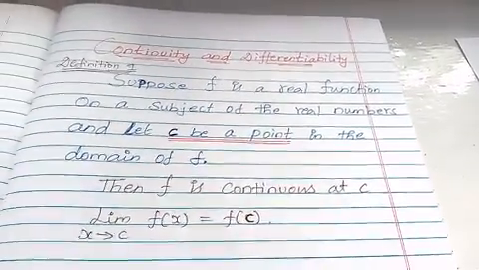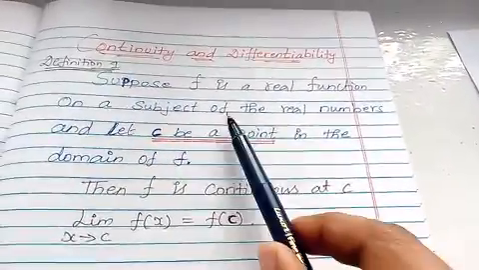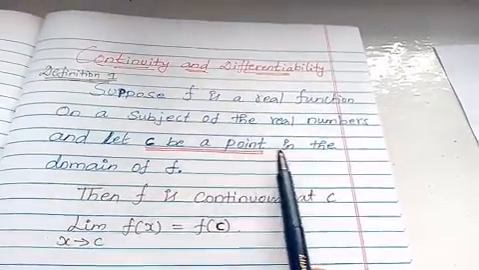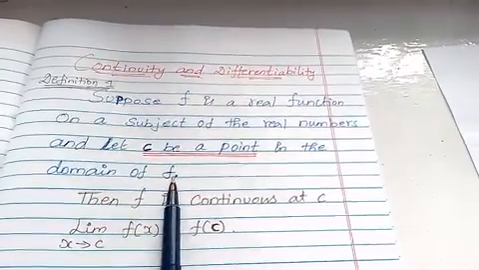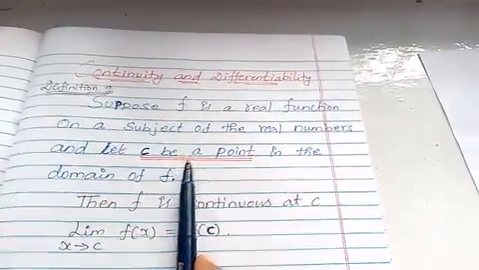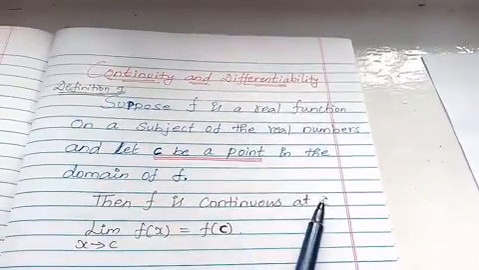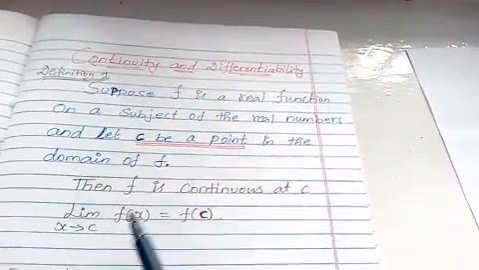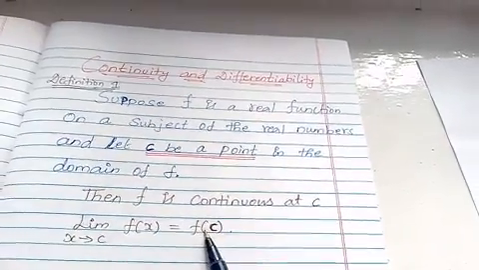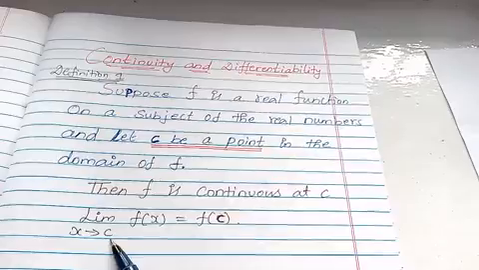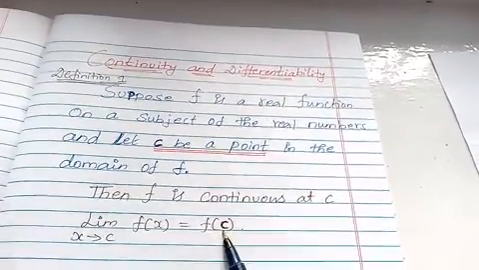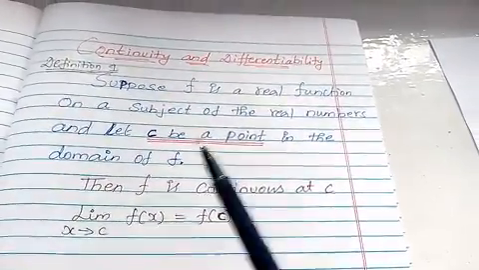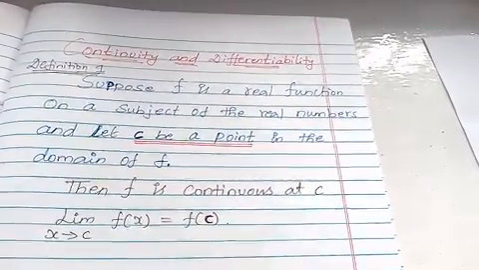Suppose f is a real function on a subset of the real numbers and let C be a point in the domain of f. C is a particular point we have to take. Then f is continuous at C. At that particular point, we need to check whether f is continuous or not, using limit and function. So limit x tends to C, f of x is equal to f of C, that particular point. It must be equal. Then only the given function is continuous.